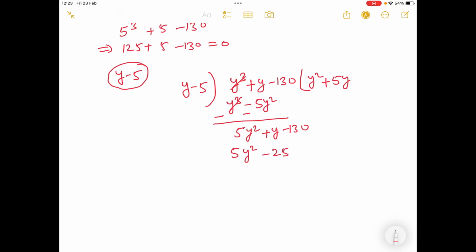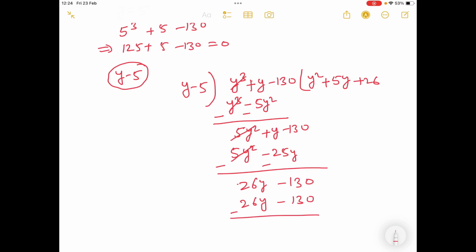Now take it as 5y times, that will equal 5y square minus 25y, and if you solve it further, then 5y square will be cancelled out with 5y square and it will be equal to 26y minus 130. Now we have to take it as 26 times. Take 26 times, then it will equal 26y minus 130, and after solving it we will get 0. It will cancel out with this one and this will cancel out this one, then we will get 0.